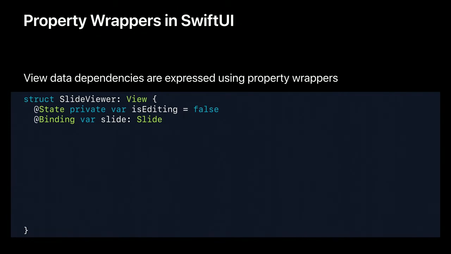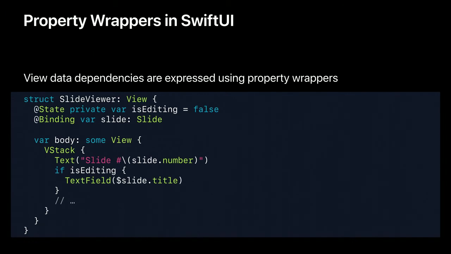So here we have state for introducing view local state. We have binding for a sort of first-class reference out to state that's somewhere else. You've probably seen environment, an environment object. All of these things are property wrappers, and the really nice thing about describing them that way in Swift is that you're stating your policy for where this data is and how it's accessed in one place in the declaration. But when you go and build your view, you don't care about that. You don't care where the data is. It's managed by the system for you.